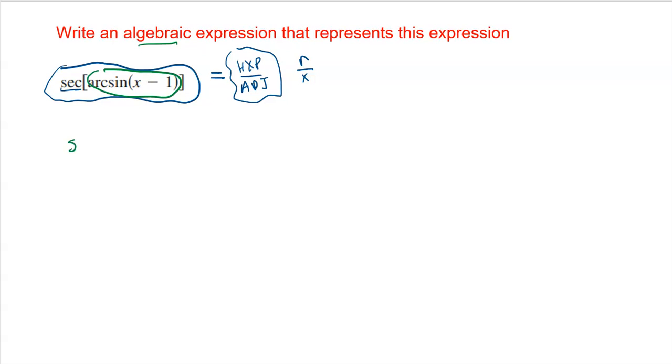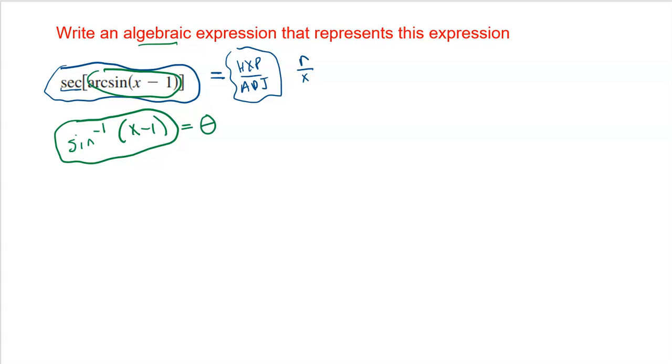It's an angle. And again, if you prefer to write the sine inverse of x minus 1, that's fine. But this is an angle. And I don't know what that angle is, especially because I don't know what x is. But you know what I can do? I can draw a picture of it, right? Sine inverse is equal to an angle.